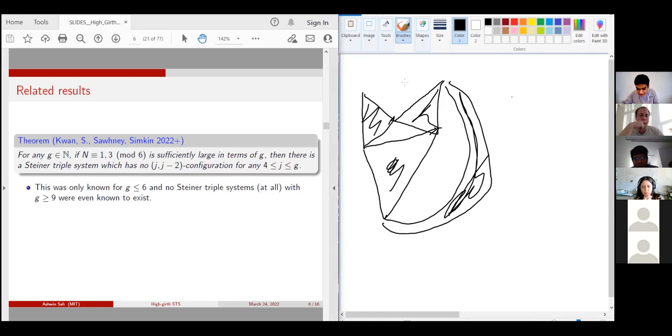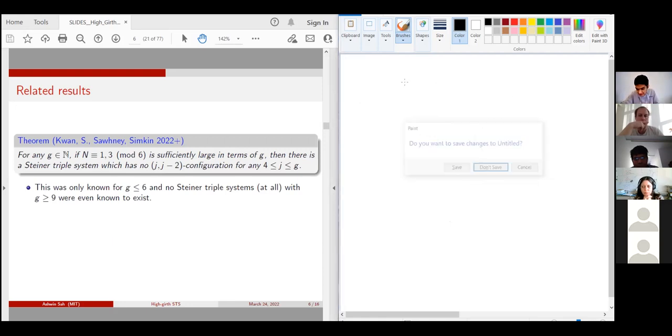Let me just illustrate what this actually means in the simplest case of G equals 6, as it is a good illustrative example. In G equals 6, we're looking at a 6-4 configuration. And we know we're in a Steiner triple system, so we can already just look at an edge disjoint 6-4 configuration. Turns out that the only thing that shows up is the following configuration, which is much easier to picture in 3D space, but I'll try to do it justice.